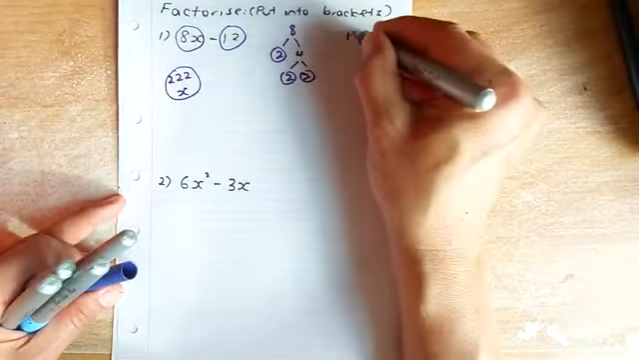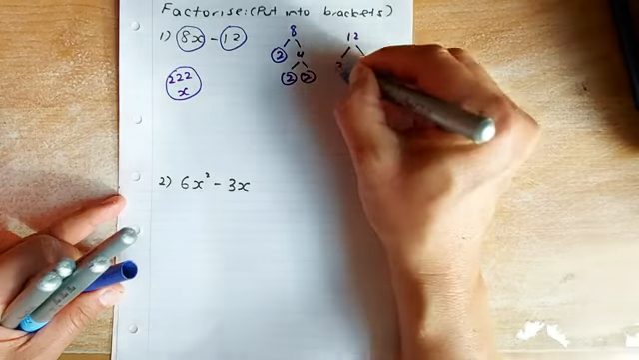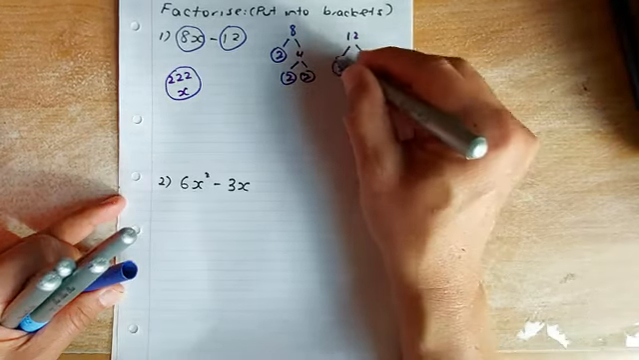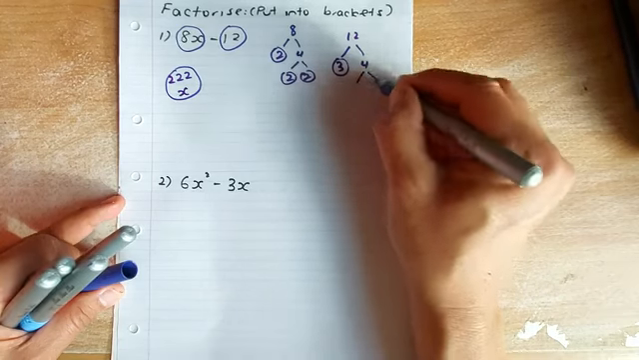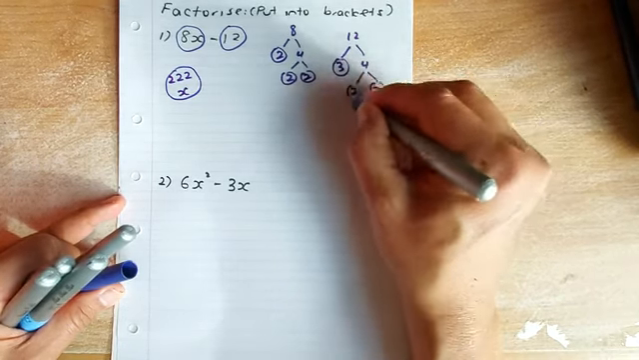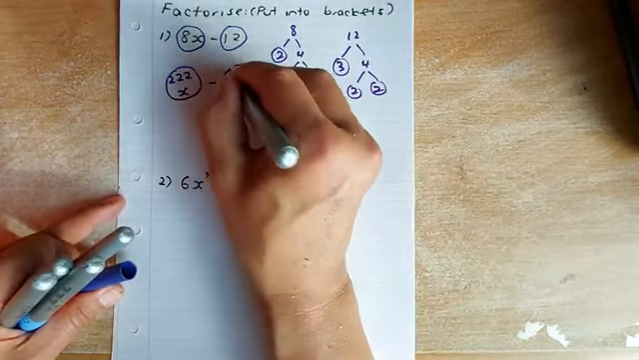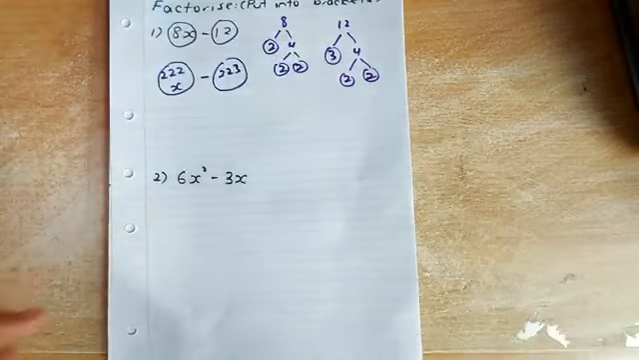And for 12, I'm going to break it down into 3 and 4. 3 is the prime number, I just leave it there. And 4 is going to be 2 and 2. So 12 is made up of 2 times 2 times 3.